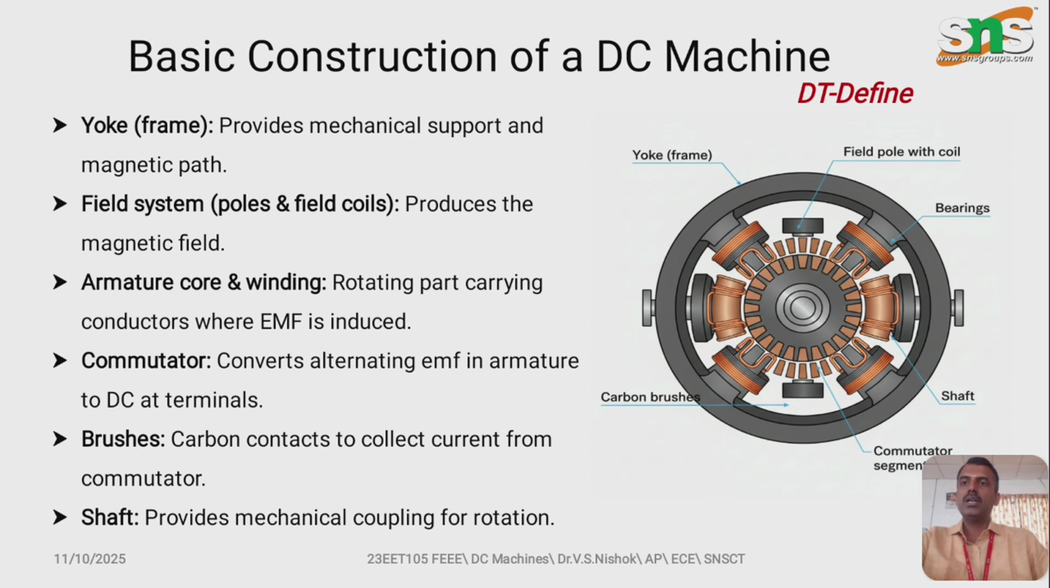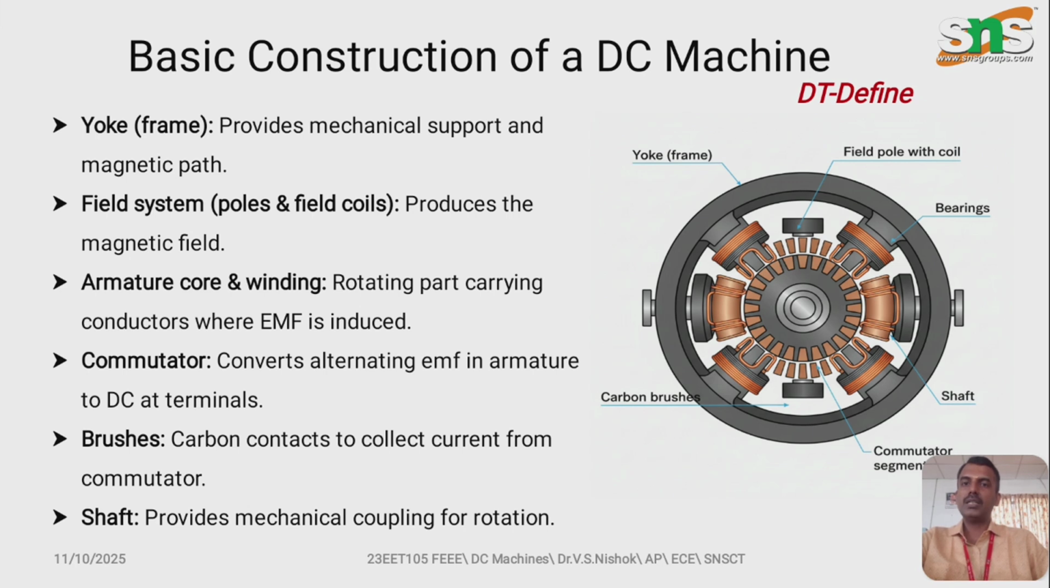And coming to the field system, it consists of poles and field coils, etc., which is mainly used for production of the magnetic field. And coming to the armature core and winding, it is mainly used for EMF induction. So the EMF is induced because of this armature core and winding.